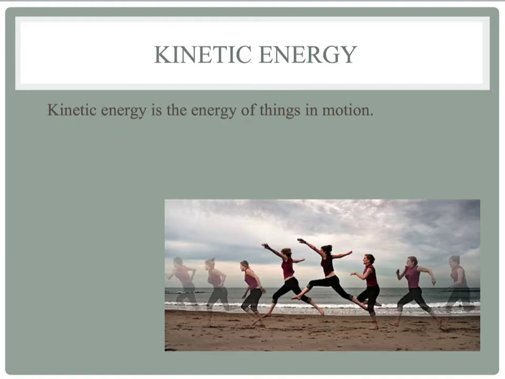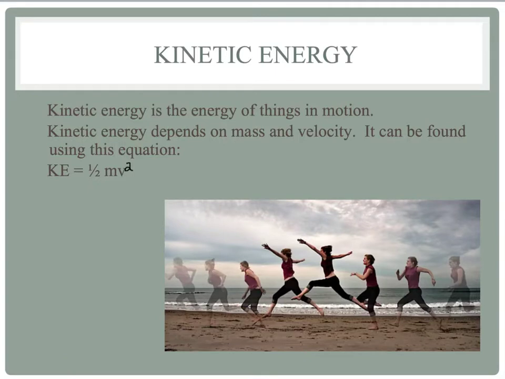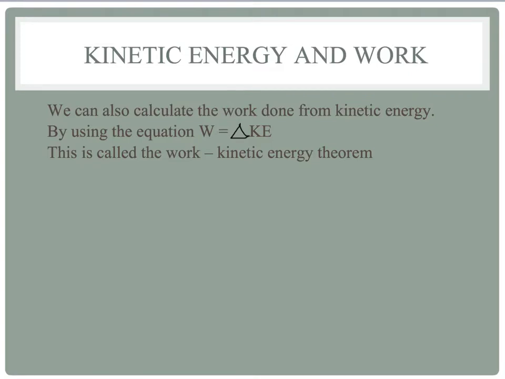Kinetic energy is just the energy of things in motion. When something is moving, like this person running and jumping here, there's an energy associated with that. We can calculate that energy because it depends on mass and velocity. It can be found using this equation: KE stands for kinetic energy, and it's equal to 1/2 the mass times the velocity squared. We can also calculate the work done from kinetic energy, and this is called the work-kinetic energy theorem, where work is just the change in kinetic energy.